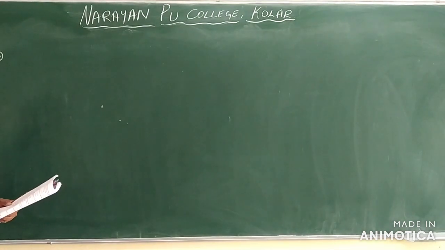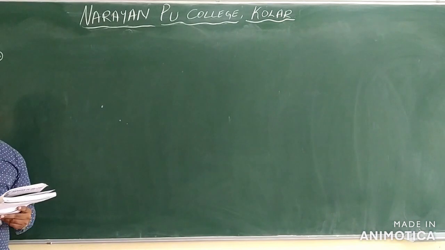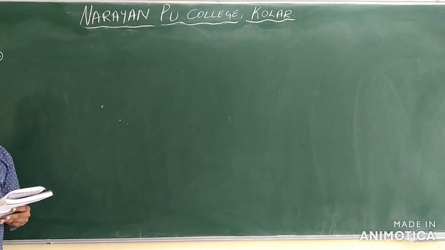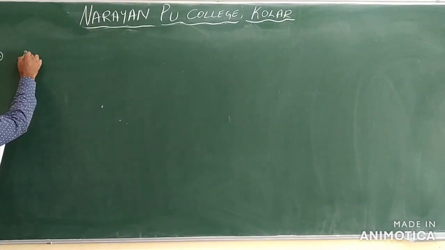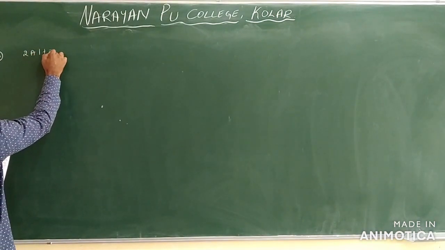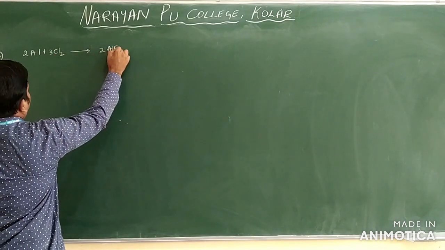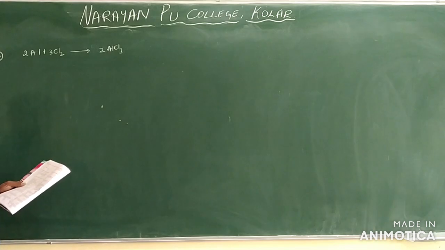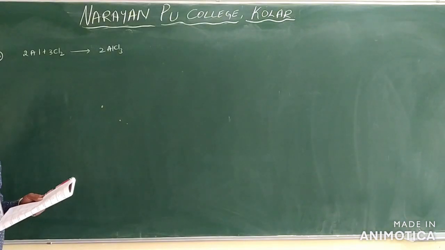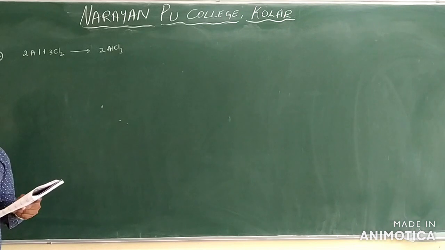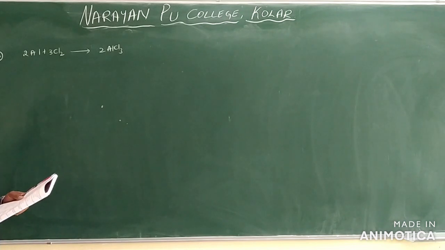The next question: a mixture of 1 mole of Al and 3 moles of Cl2 are allowed to react, the equation is given: 2Al plus 3Cl2 gives rise to 2AlCl3. Three questions they are asking here: which is the limiting reagent, how many moles of AlCl3 are formed, and the moles of excess reagent left unreacted.